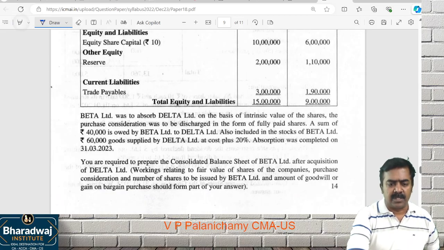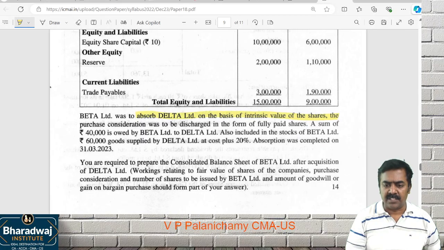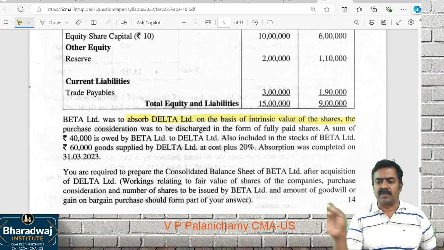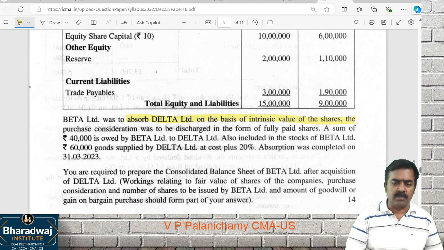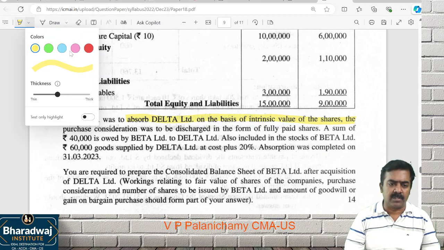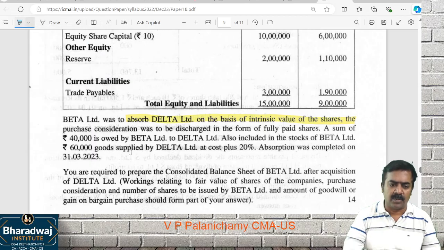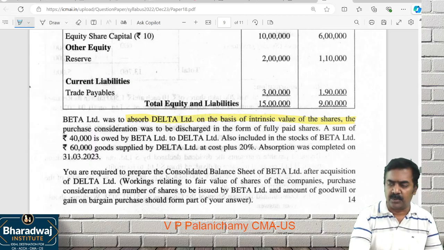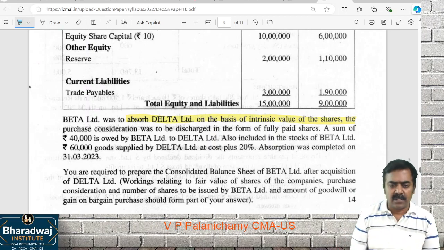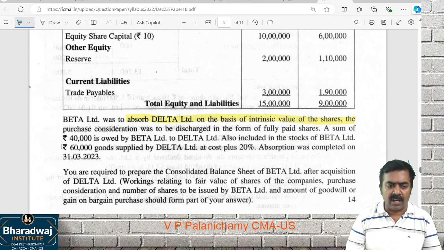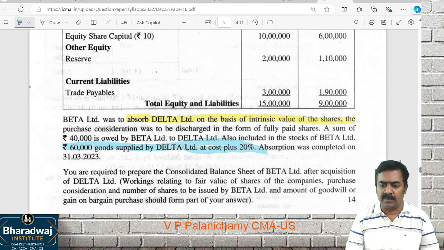Beta Limited will absorb Delta Limited on the basis of intrinsic value, net assets divided by number of shares. And there is a mutual due. This will be adjusted after amalgamation is put through, after the business combination is put through. We learned the entry also. We'll deduct it both from payable as well as from receivable. And there is a mutual stock supply given to us. That will also be eliminated.